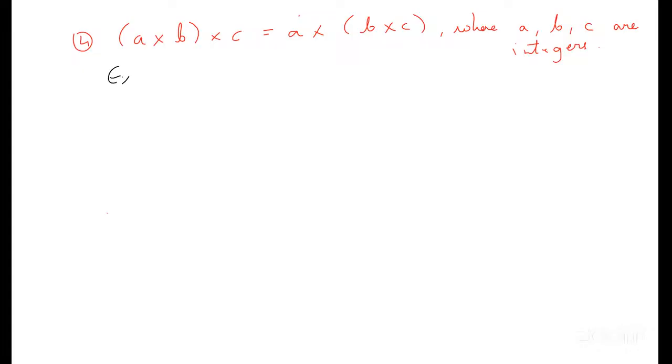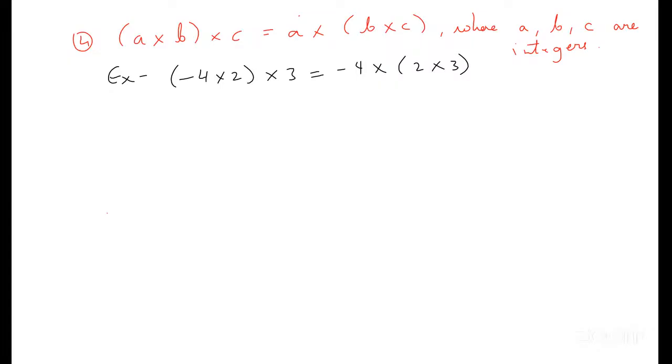Take a look at an example. Suppose I have to multiply 3 integers. Minus 4 into 2 into 3, and minus 4 into 2 into 3.